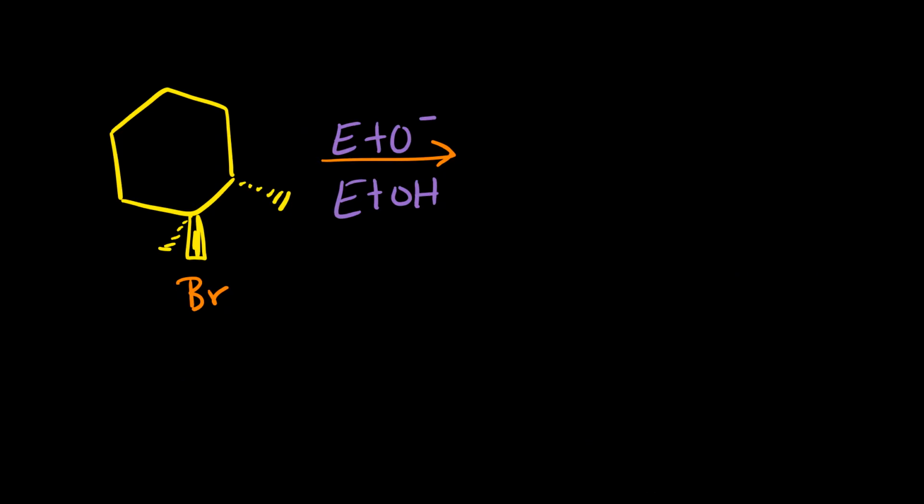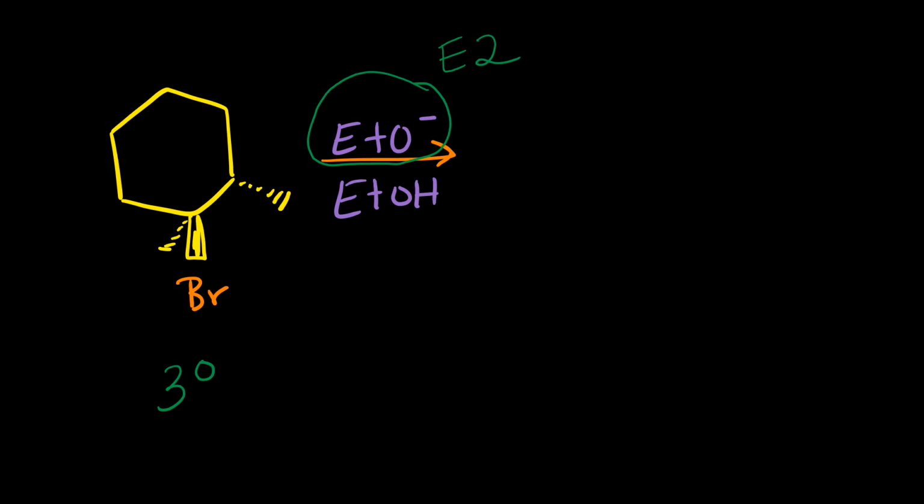So let's see how you approach this type of problem if you're given a set of conditions to try to decide if the mechanism is going to be E1 or E2. This is a tertiary halide, so it could undergo either one, but I see that it's a strong base, so I'm going to say that this is going to undergo E2 elimination.